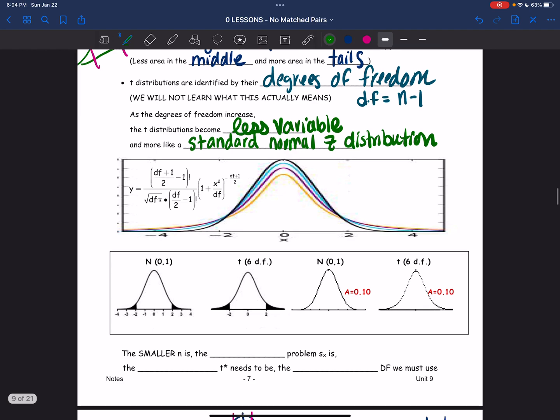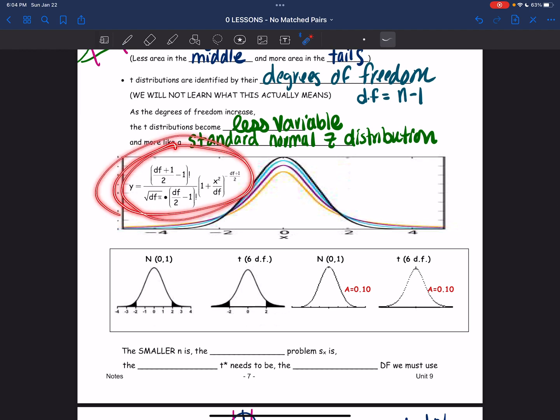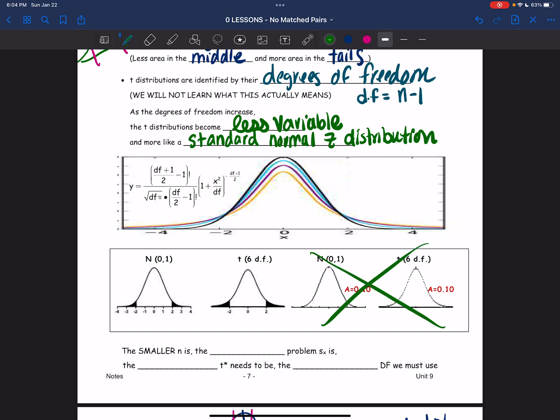Okay, so this is so ugly, and this is why we don't really work with T distributions that much. That's the formula for a T distribution. Ugly, we're not working with that. Just ignore these pictures for right now. We're going to focus in on these ones, though.